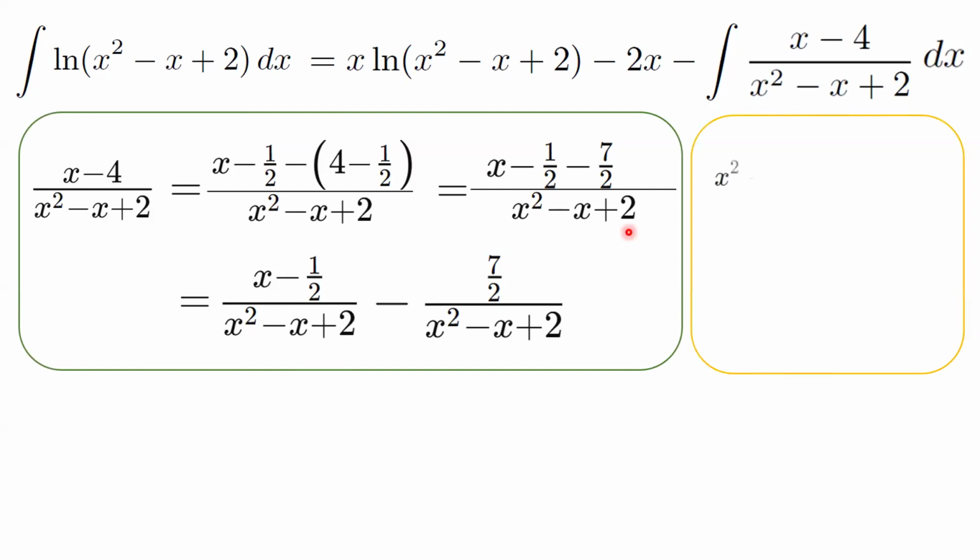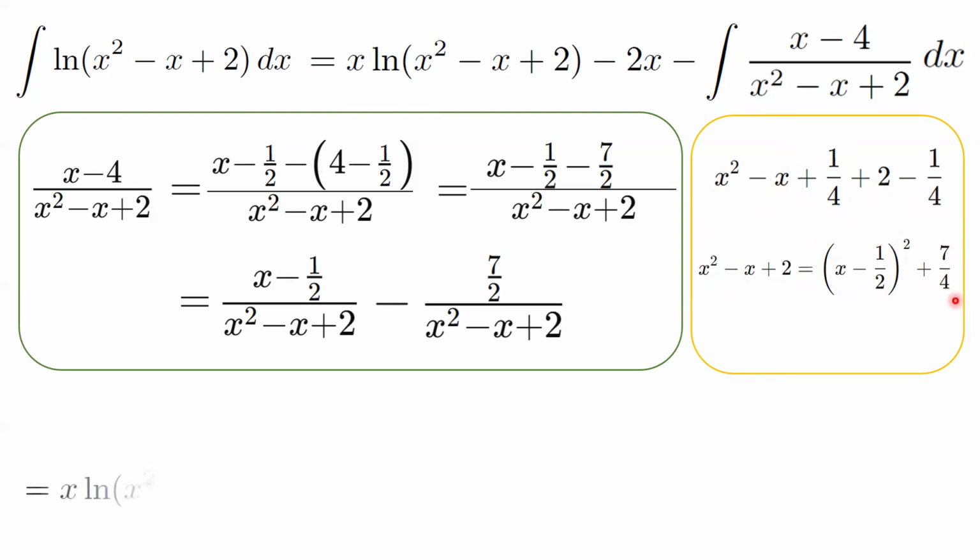Now, we're going to use the method of completing the square. x squared minus x plus 2 can be written as x minus a half to the power 2 plus 7 over 4. Why is that? Because if you have x squared minus x plus 1/4, then you can group these together and have x minus a half to the power 2. But the rest of it is 2 minus a fourth, which is 7 over 4.